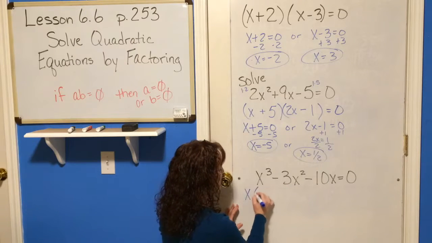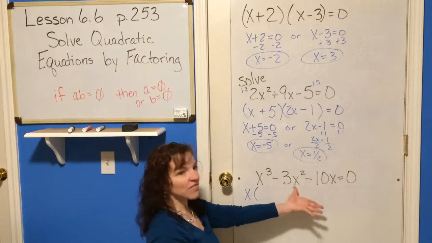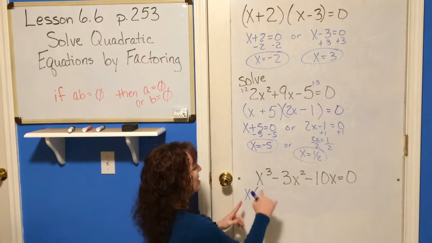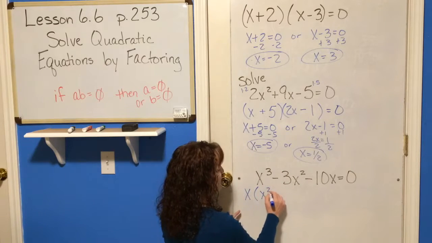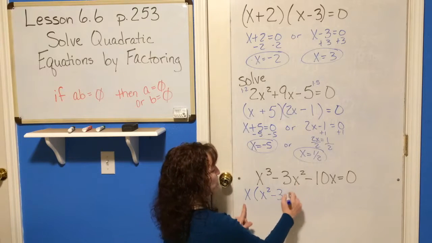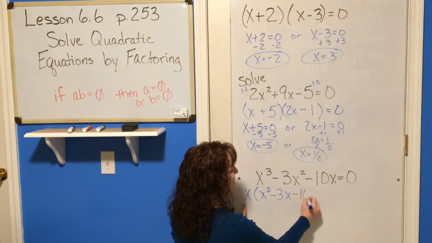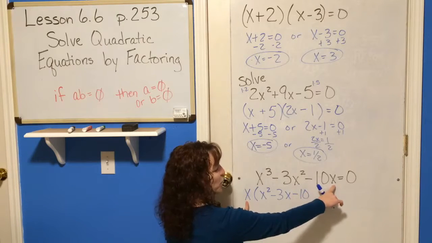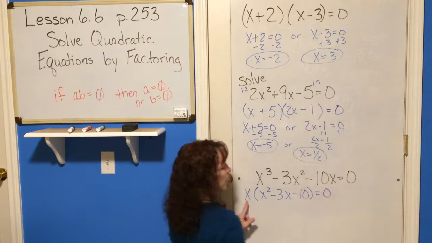So we're going to have x, and then if we pull it out of everything, I'm going to look to see what's left. X squared is left here. Minus 3, and there's just one x here because I pulled one out. Minus 10, and there's no x here because I pulled it out. So that equals 0.